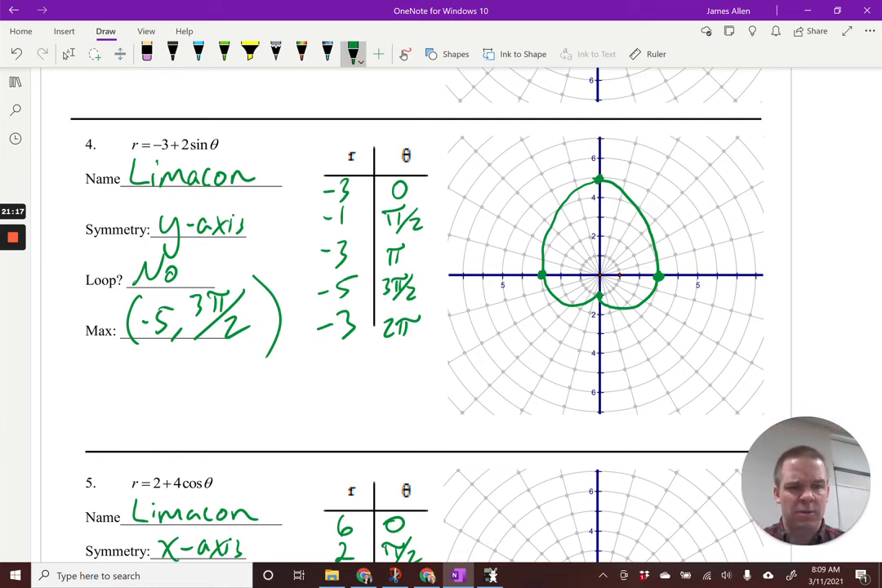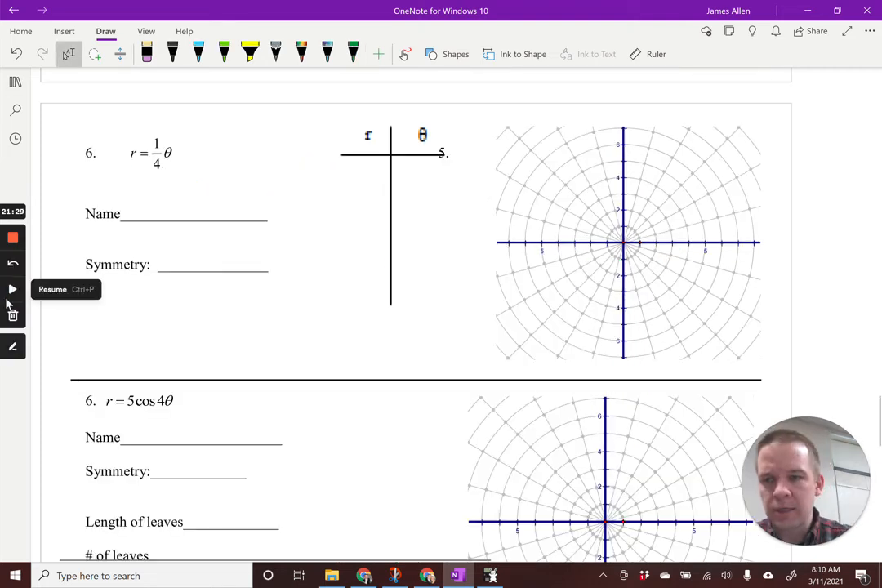I wanted to wait to discuss that a little bit until we started looking at these graphs and be like, well, what does that mean? Sometimes they're turned on the side, sometimes they're straight up and down. What's the max mean in the context of polar? How far it is away from the pole. Okay, so it could be in either direction there.